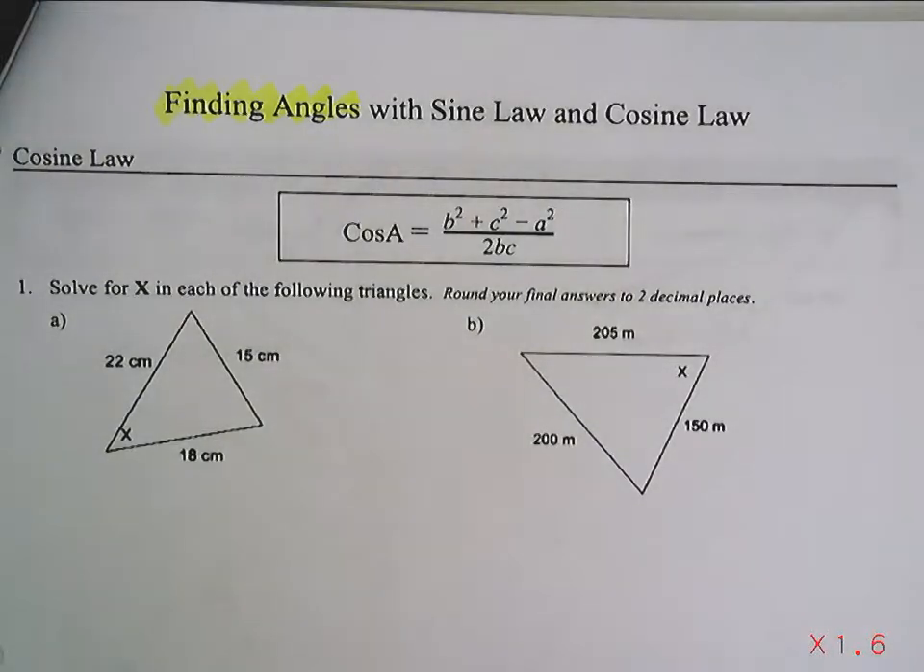So now we're going to be looking at finding angles with the sine law and cosine law. Up until now, we've only been finding sides. So there's a distinction here. We're now going to be looking for angles.